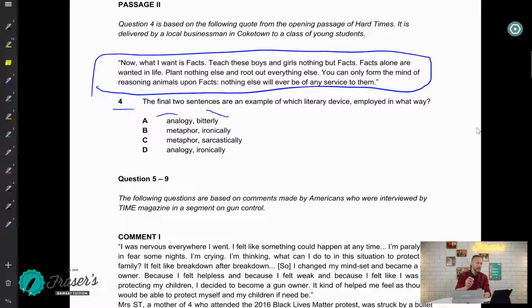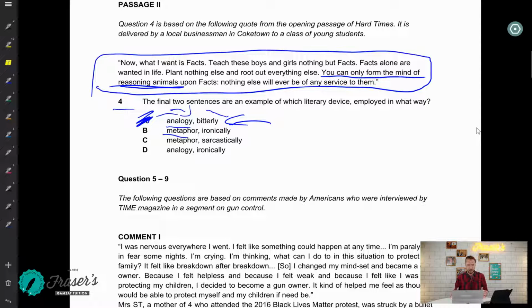So if we look here, we've got, it is an analogy. Yeah, the last 2 lines. You can only form the mind of reasoning animals upon facts. Nothing else will be of any service to them. Okay? So, is it an analogy? Is the character comparing 2 things, or using one thing to compare it to another? And I don't think it is. There's no comparison unless you read this reasoning animal as an analogy to the students themselves, but it's not explicitly done that way. So we can get rid of A, yeah? We've got B, a metaphor, and ironically.